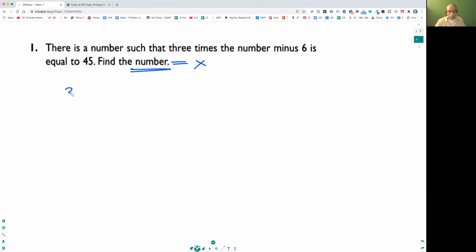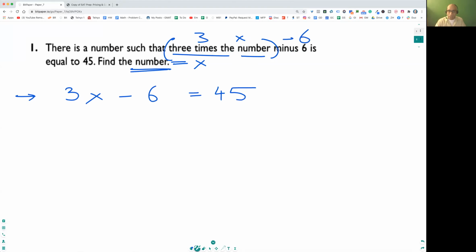Just try to read this. 3 times the number, that's 3x minus 6, is equal to 45. This is the most important part. This is called setting the equation. Anytime you see times, you're going to put it over here: 3 times the number, which is 3 into x, minus 6.